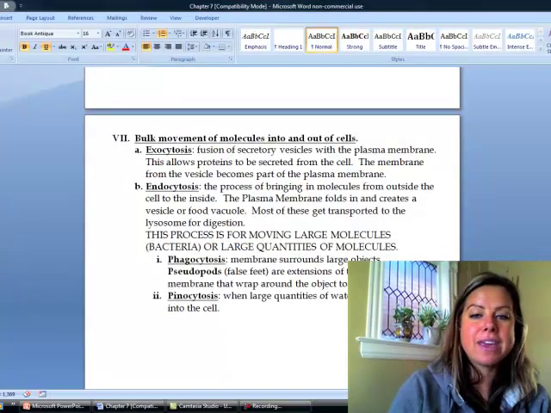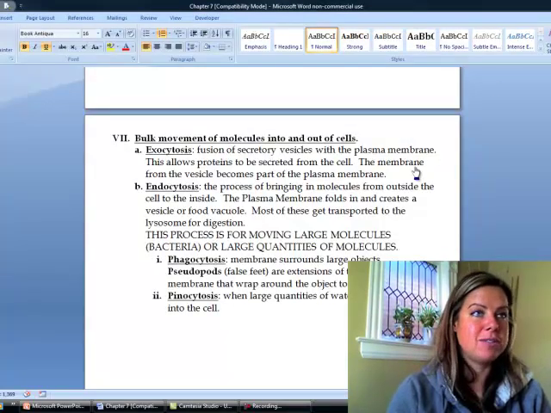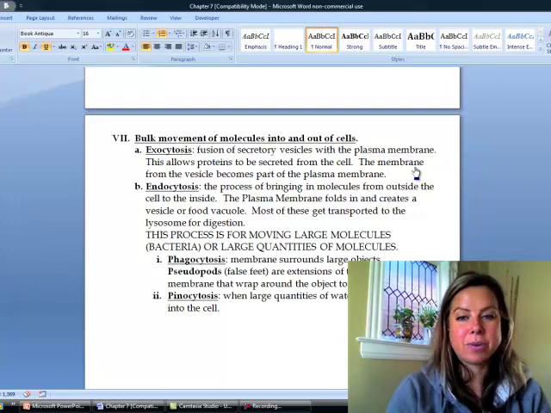So that's going to be how we move stuff into and out of a cell. And in the next chapter, we're going to start getting into energy and how that all is going to come into play.